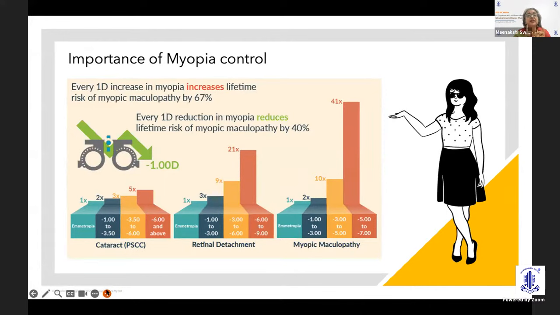Because every 1 diopter increase in myopia increases the lifetime risk of myopic maculopathy by 67%. Okay. And every reduction by 1 diopter reduces the risk of myopic maculopathy by 40%. So just look at this graph here. You can see it shows cataract, retinal detachment, and myopic maculopathy. And just look at -6 and above, 5 times risk of cataract. Retinal detachment, 21 times once you cross -6. And look at the myopic maculopathy, cross -5, 41 times lifetime risk of developing myopic maculopathy. That is why myopia control is important.